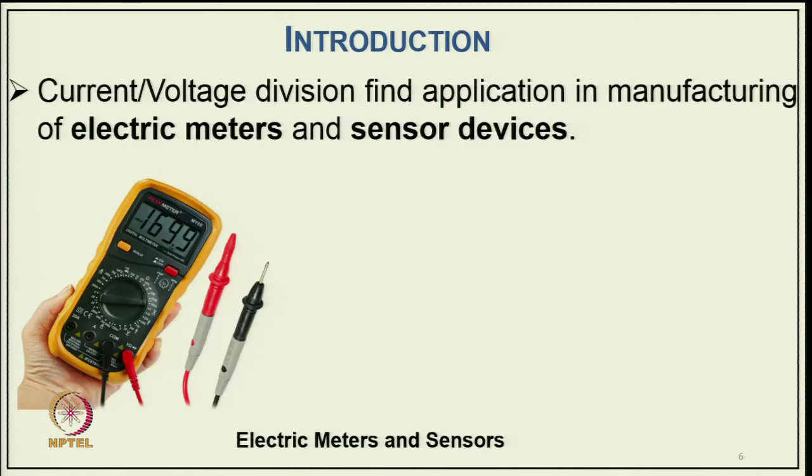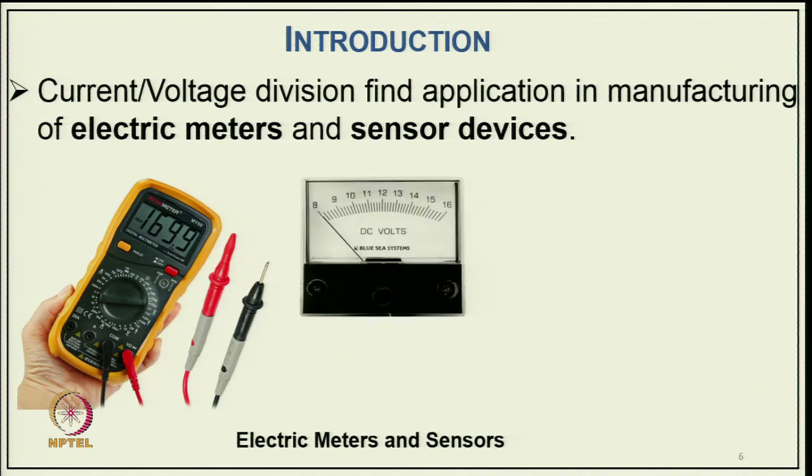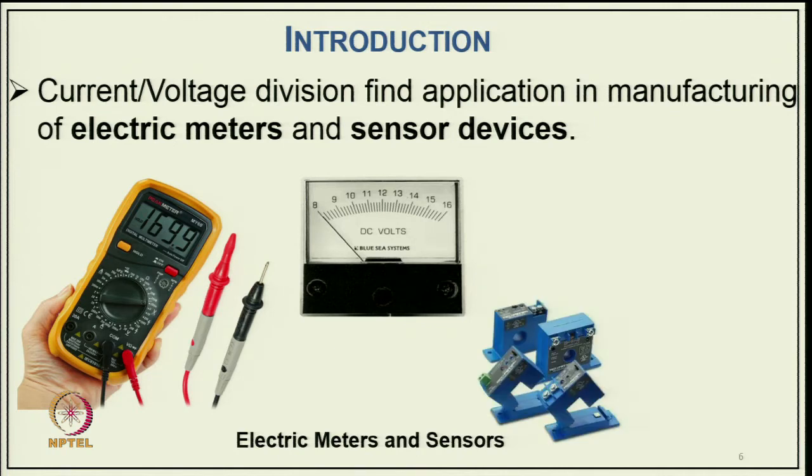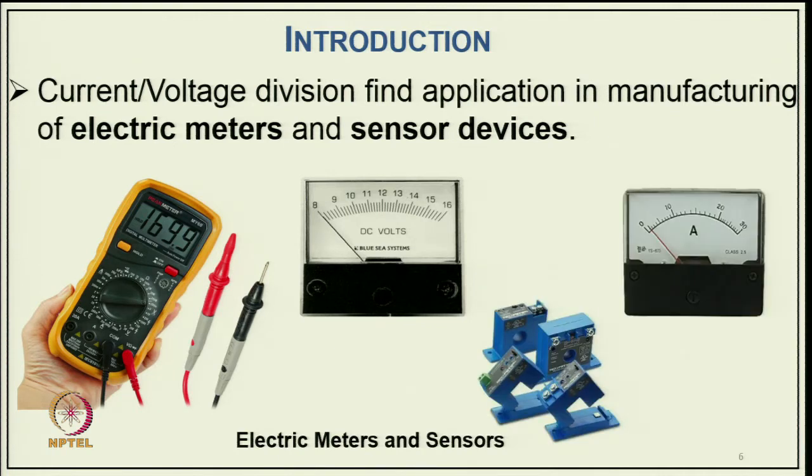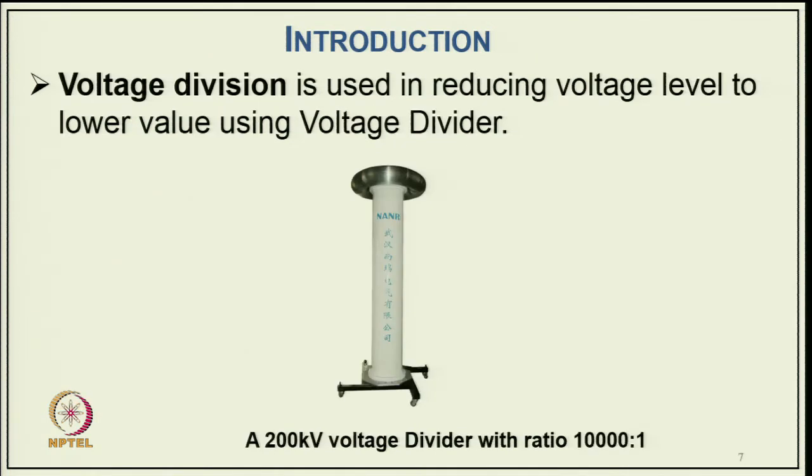Current and voltage division finds application in the manufacturing of electrical meters and sensor devices. As you can see here, typically the DC voltmeter as well as the sensors, the Hall effect sensor, as well as the ammeter and, of course, the multimeter.